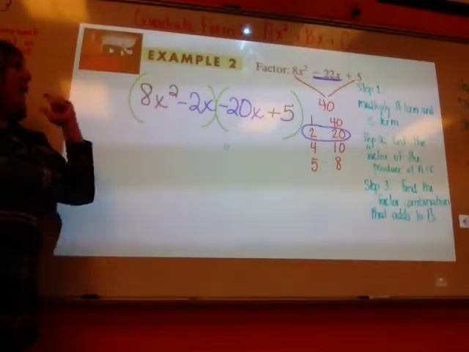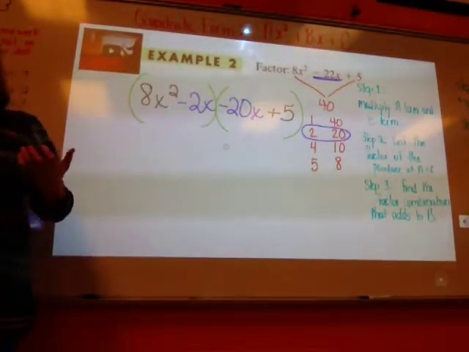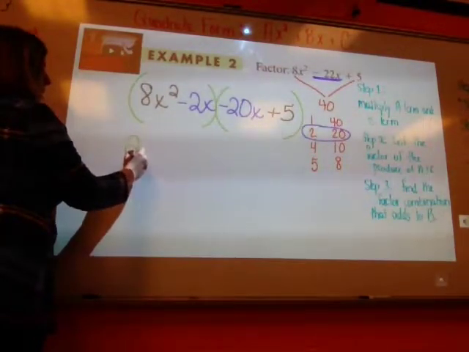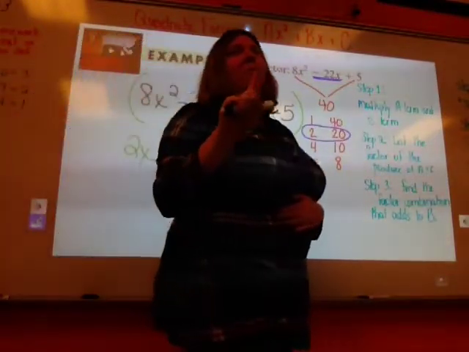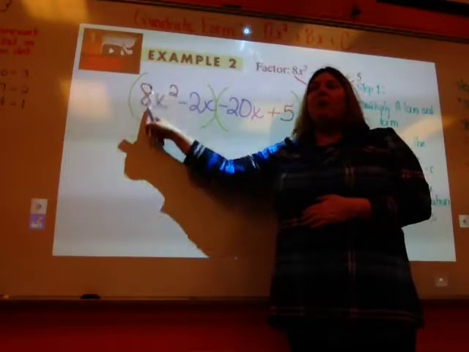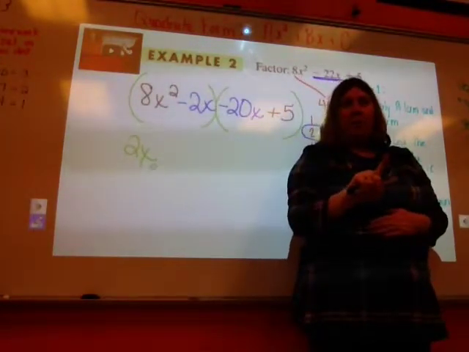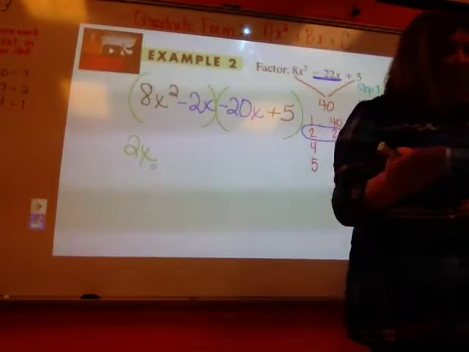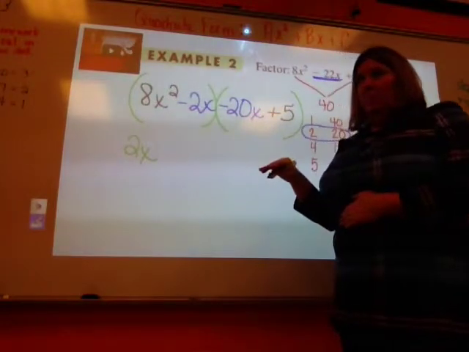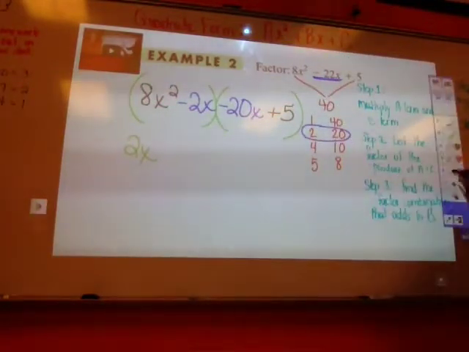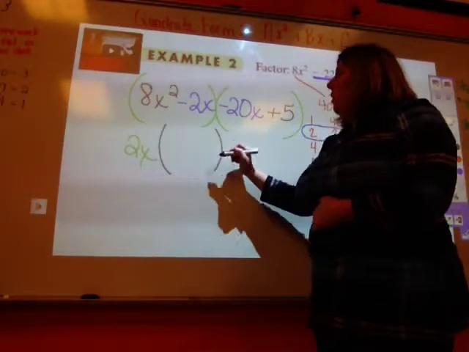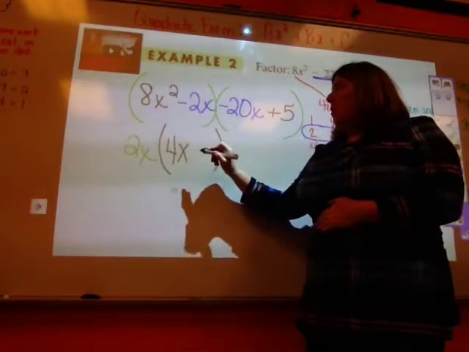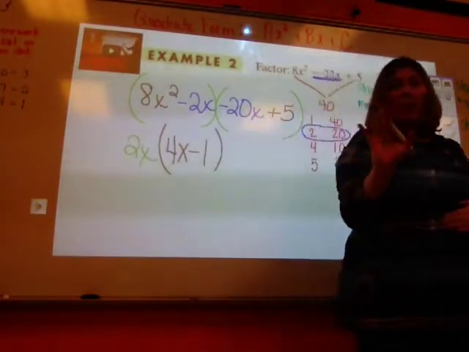So if I'm looking here, 8x squared minus 2x, what can I pull out of both an 8x squared and a 2x? I can pull out a 2x. Now, I don't want to pull out a negative here because this first term is already positive. Okay? Does that make sense? And we like to keep those first terms positive. So I don't have to pull a negative out here. So if I pull out a 2x, I'm going to be left with a what? A 4x minus 1. Everybody okay with that?